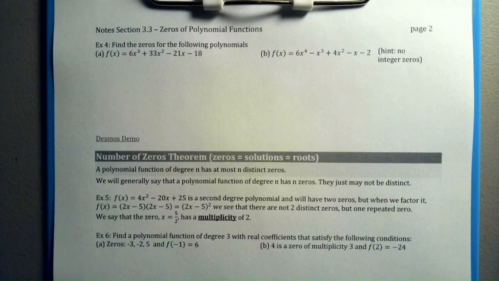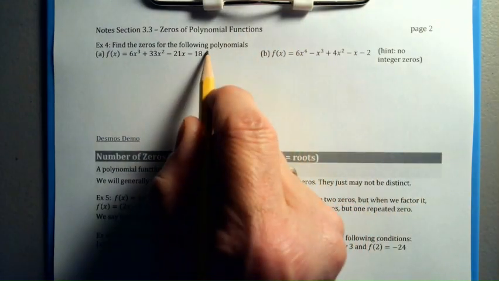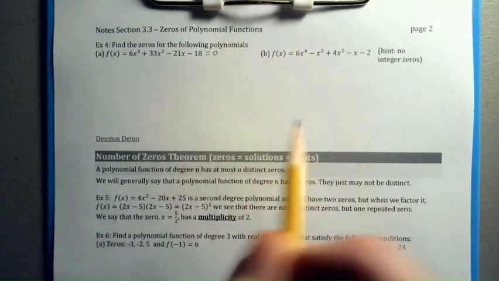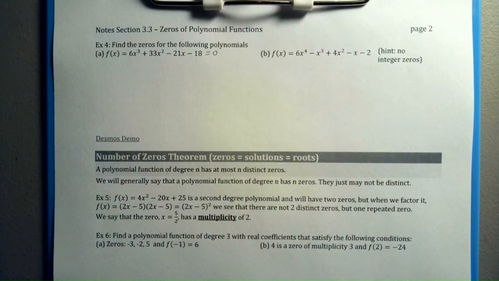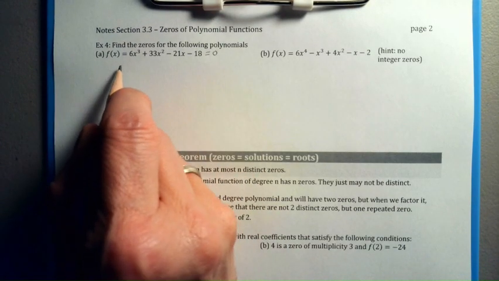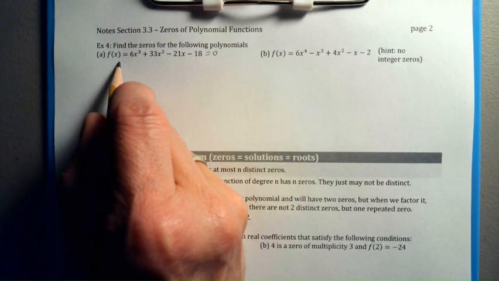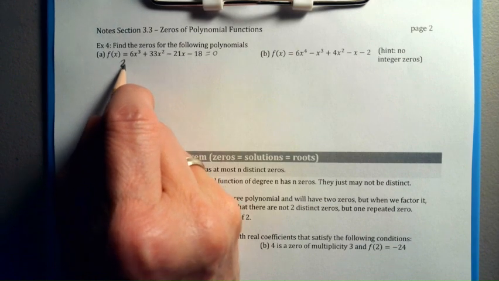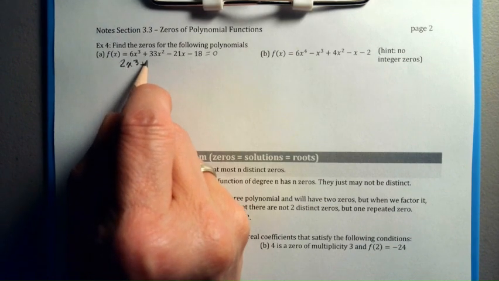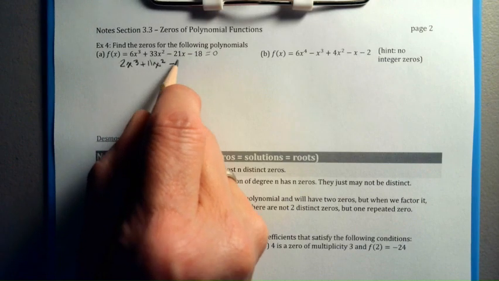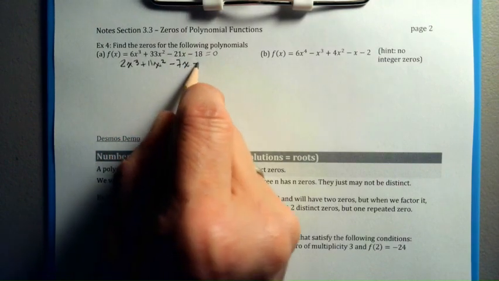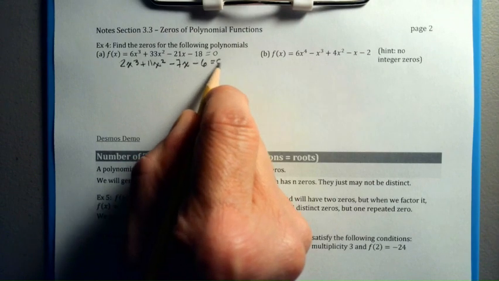What we really want to do is, even though it's a function, think of it as an equation. And so we could factor out or divide through, in this case, by 6. If we do that, then the equation becomes 2x cubed plus 11x squared minus 7x minus 6 equals 0.